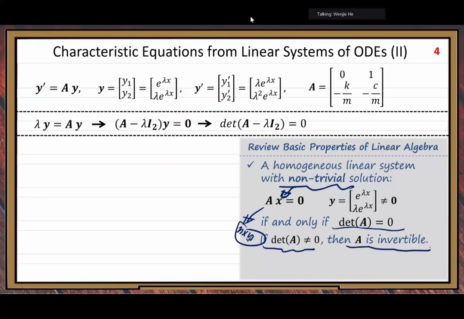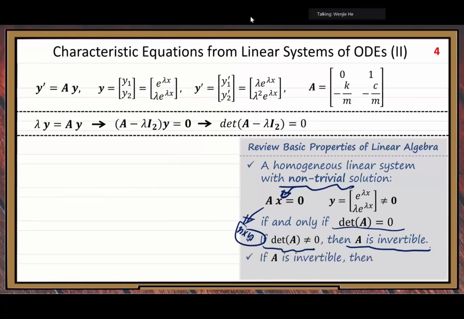Invertible. This concept: matrix invertible. That means the inverse of this matrix exists, there is an inverse matrix. In other words, if the determinant of A equals 0, like this one, A is not invertible. There is no inverse matrix for this matrix. If its determinant equals 0, it is not invertible. So that is the concept.